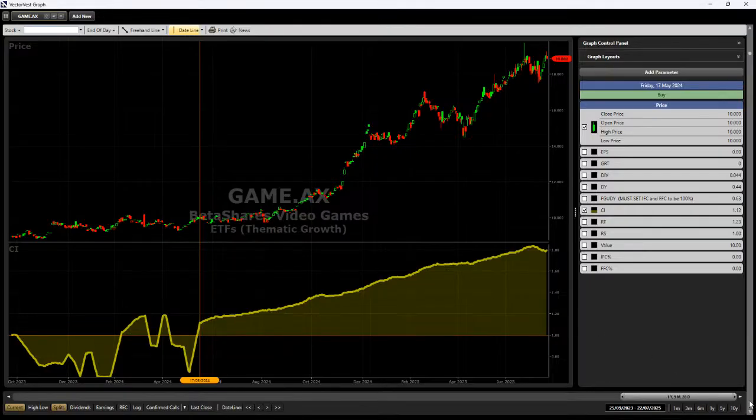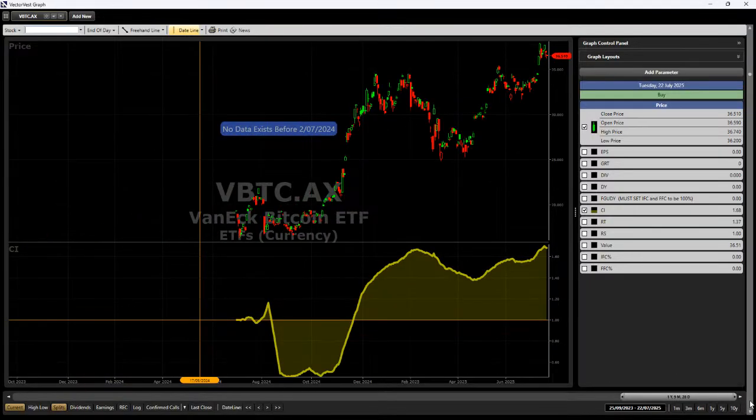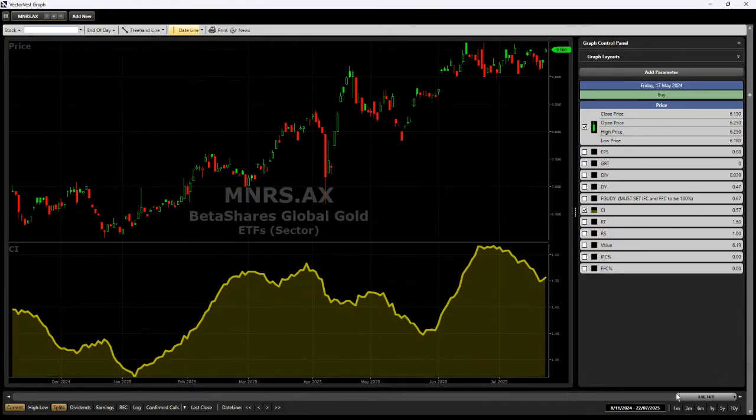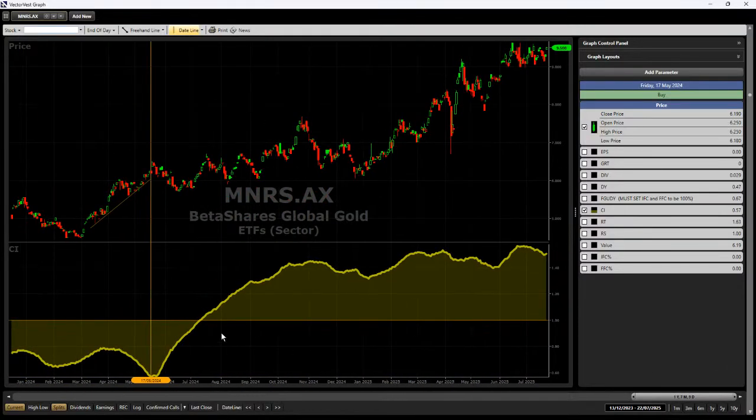All right, so that one jumps out. Let's keep looking through. Probably not enough. I mean, look, it does break above 1 here. It has been a little bit volatile, so I'll keep moving on a bit more. I like the look of this one here.